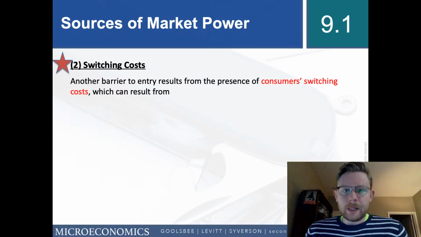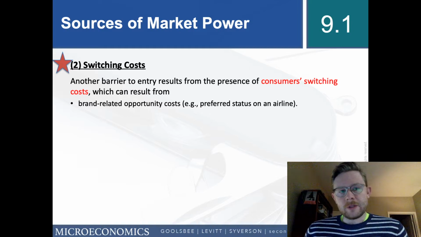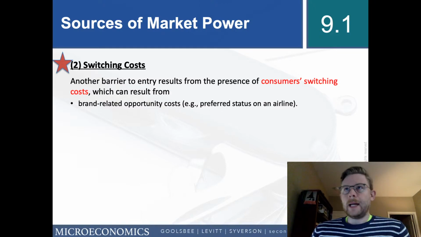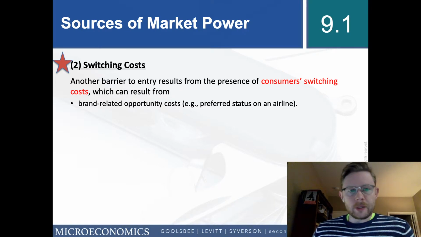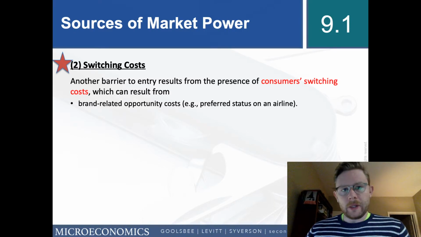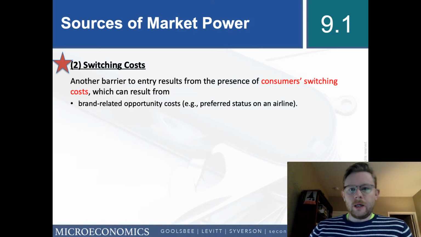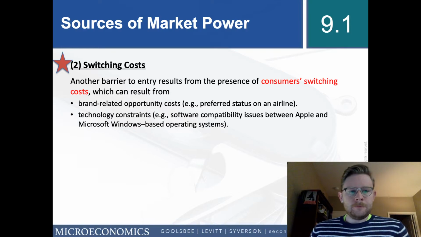A second source of market power is switching costs. There are a lot of examples of switching costs. You might have preferences or preferred status between brands. So I have frequent flyer miles with, say, Delta. That would increase the cost of me booking a flight on American Airlines. Because I have this built up stock of benefits with Delta, I'm more likely to stay with Delta. And because I'm more likely to stay with Delta, Delta gets market power.